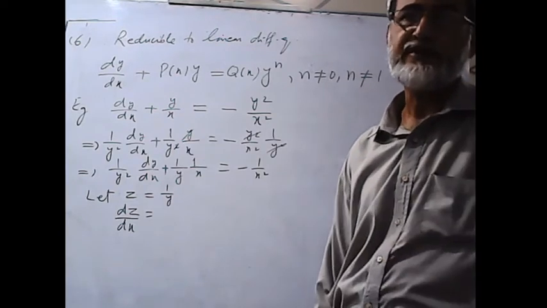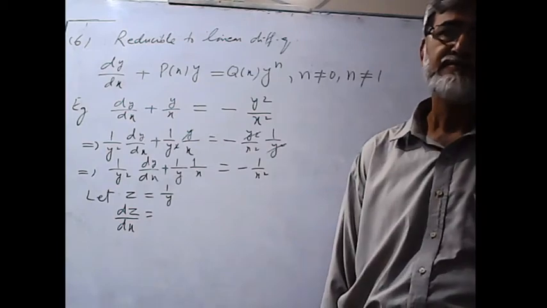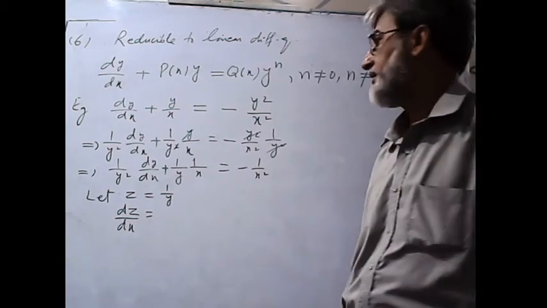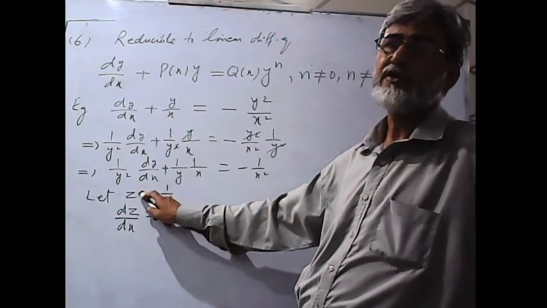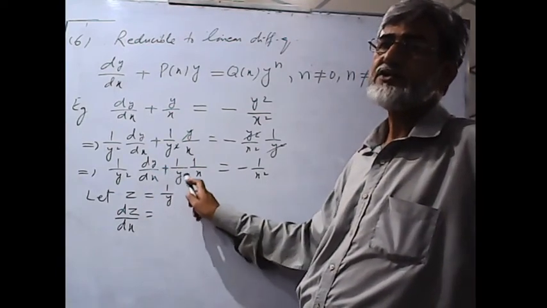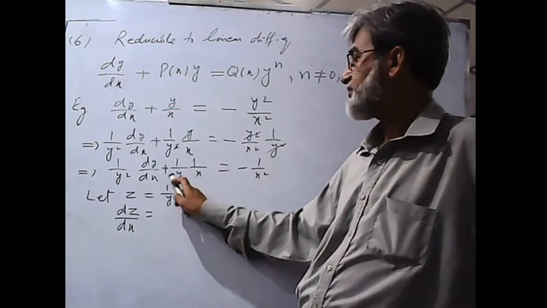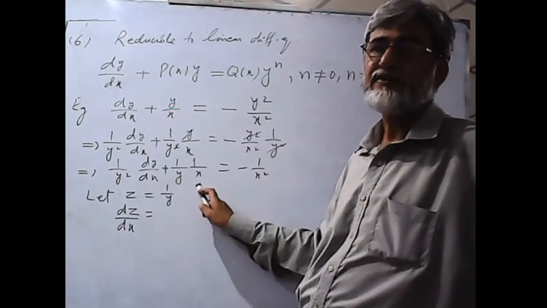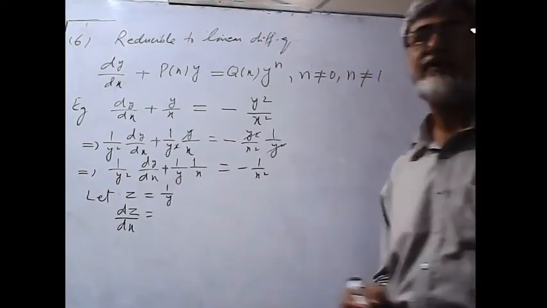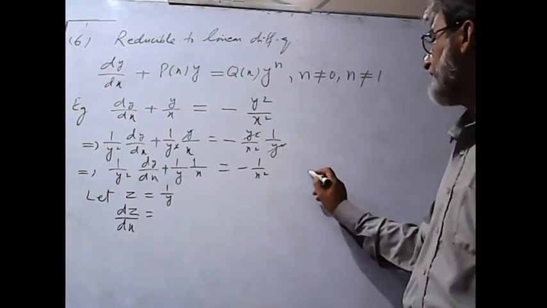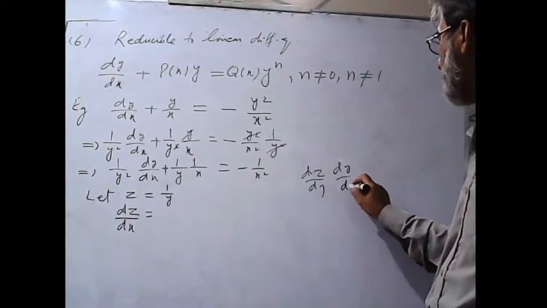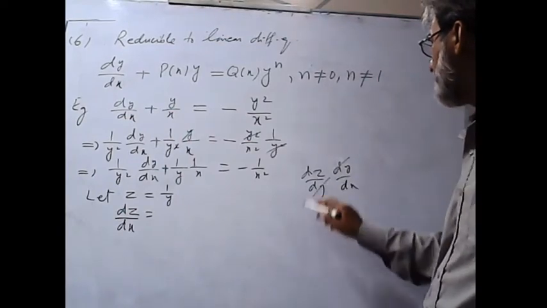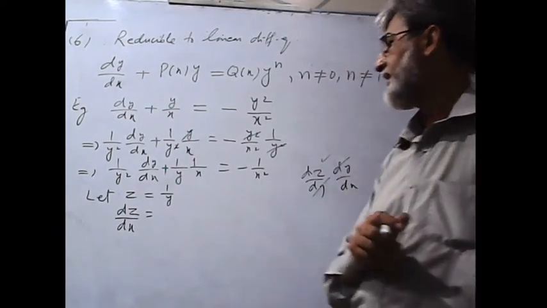This is the situation of the chain rule. z is not a function of x directly, z is a function of y. So differentiate first z with respect to y and then y with respect to x. dz by dy and dy by dx, this cancels, so we get dz by dx.